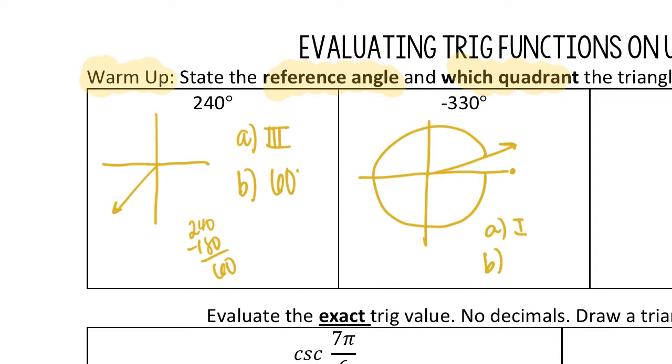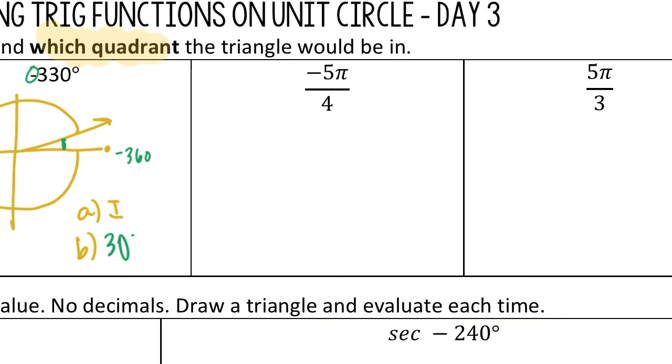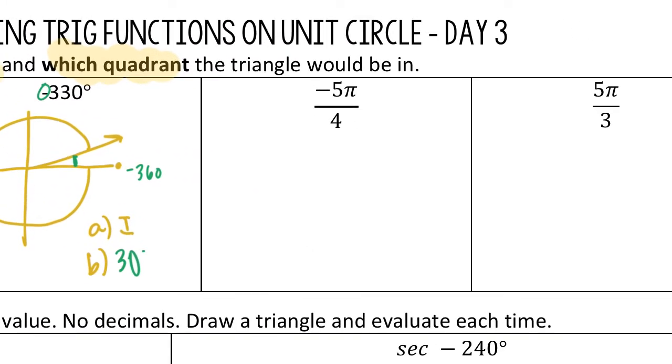And if you're thinking about how far away it is from this x-axis, if that's negative 360, they are 30 degrees apart. Notice how even though our angle is negative, our reference angle is positive. Negative 5 pi over 4. Let's talk through that one.